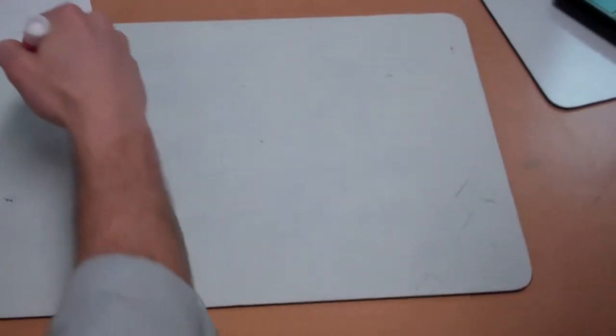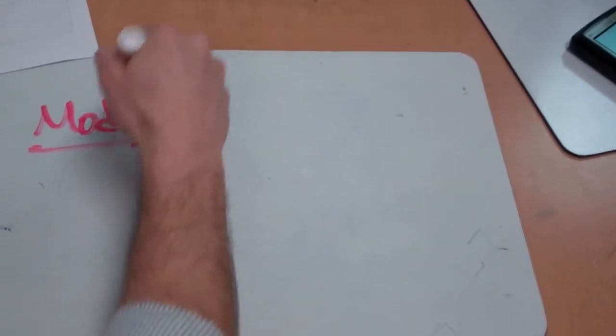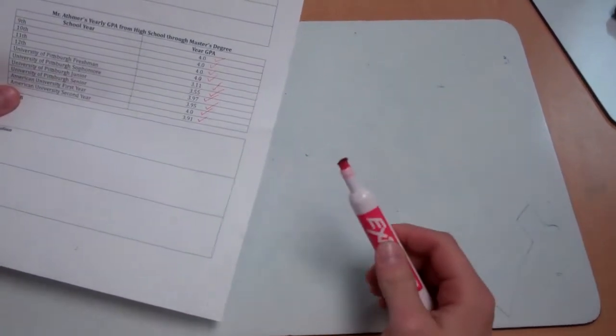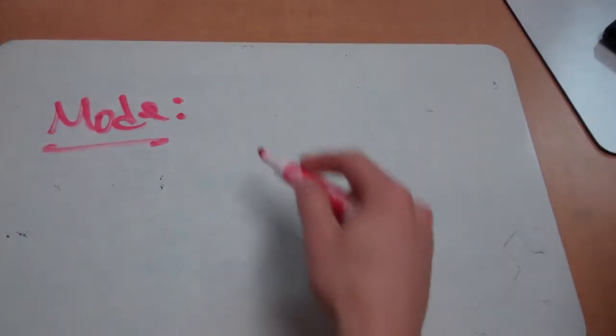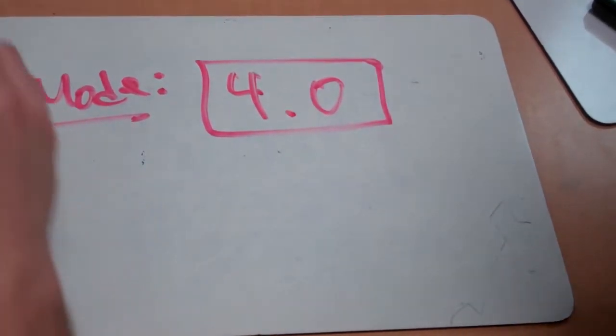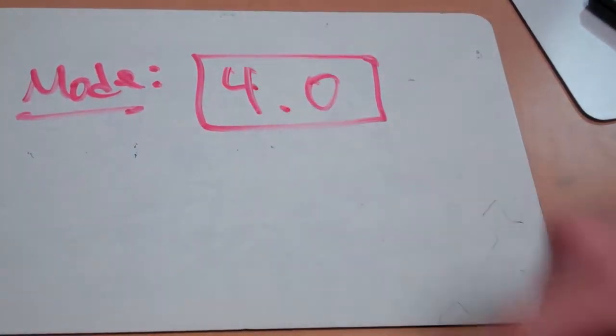Mode, most frequent. All right, so to solve for our mode, remember it's the most frequent. If we look at our numbers here, I see a bunch of 4s. In fact, you got 5 4s. All right, the mode is 4.0. Okay? Because it's the most value. Mode, most, 4.0.